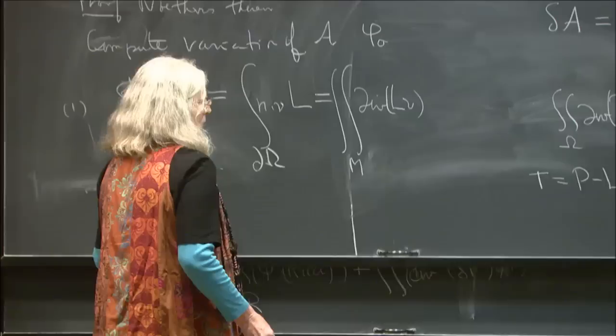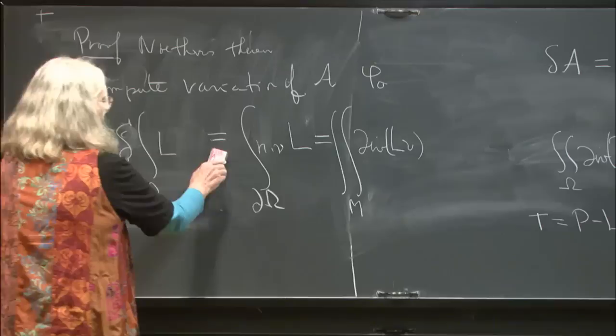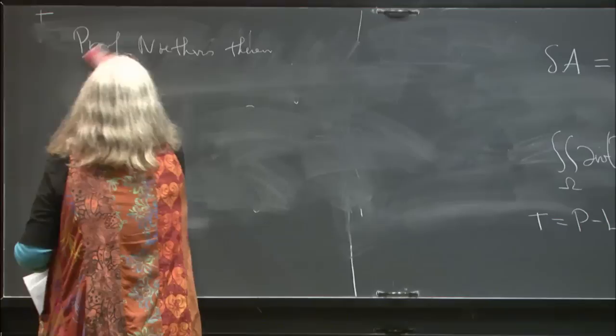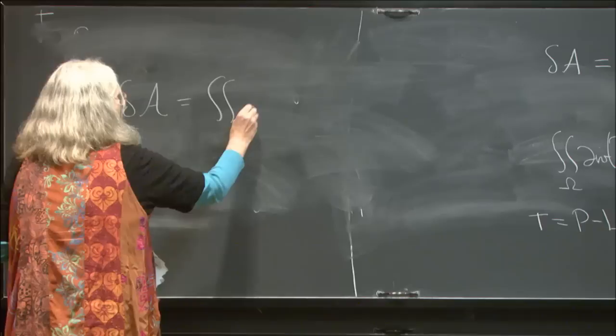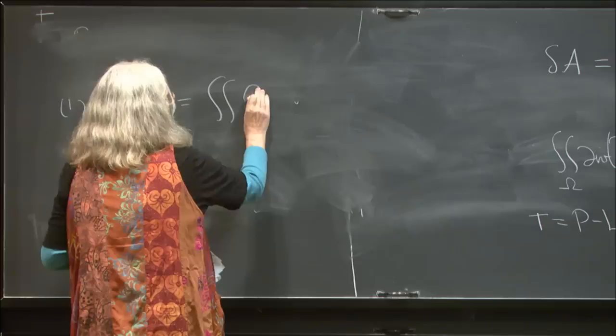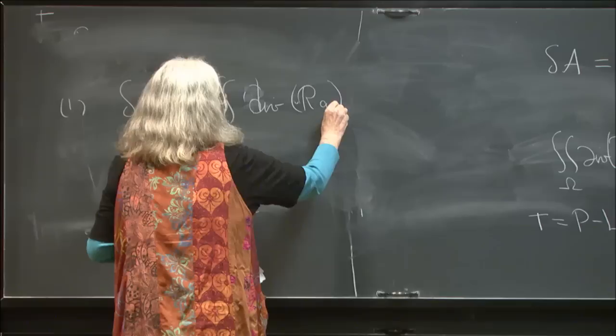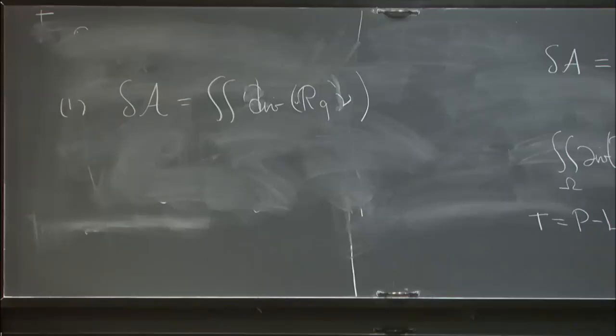Okay, well, this way it can't go wrong, right? The first way can't go wrong. The first way of computing dA, the variation of the action integral, is actually equal to the integral of the divergence of R G times the vector field. Okay, it's integration by parts. And so that's the same as it was.